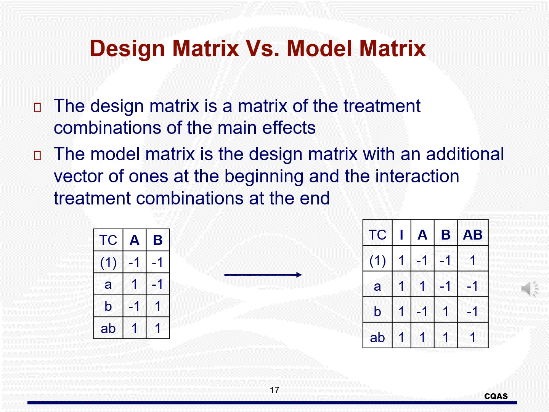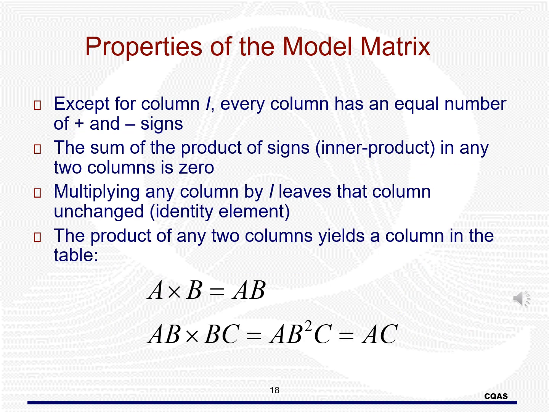To begin to discuss hypothesis testing on the effects, we first need to discuss the design and model matrices. The design matrix is a matrix of the treatment combinations. To create the model matrix, we need to add a column of 1s at the beginning, and a column for each interaction that is present at the end. The interaction columns are created by multiplying together the columns that make up that interaction. Besides column I, notice that each of the columns in the model matrix has an equal number of pluses and minuses. The inner product of any two columns is 0. You should expect this since the design is orthogonal.